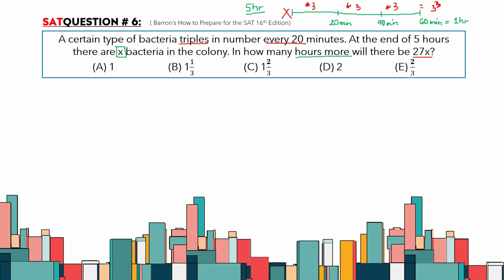And in here, we have 27X. 27X equals 3 to the power of t times X. T is time. How many times do they triple?